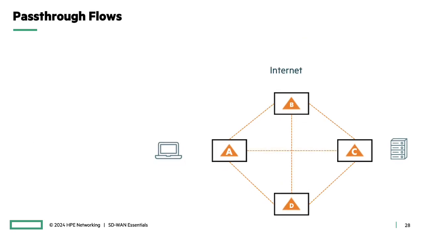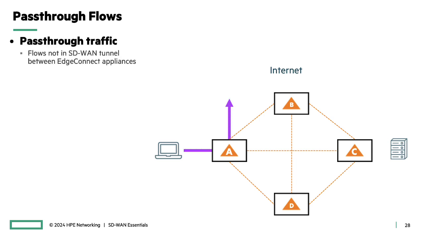In the previous slide, we saw encapsulation happen between 2 EdgeConnect devices, one adding the IPsec encapsulation header, and the other stripping away the same header at the destination side. Sometimes flows are not passed between 2 EdgeConnect appliances, and this is known as pass-through traffic. Any flow that isn't encapsulated, not in an SD-WAN tunnel to another EdgeConnect, is called a pass-through flow.